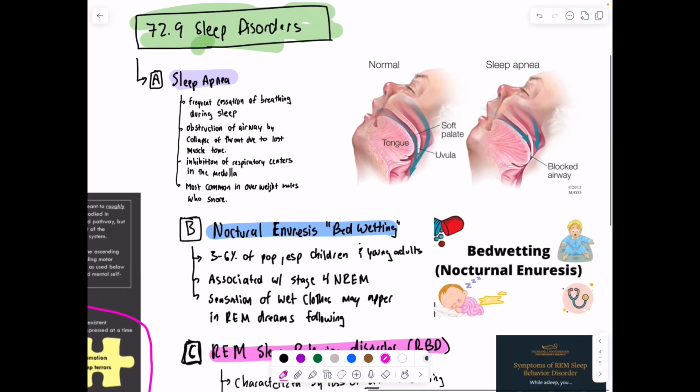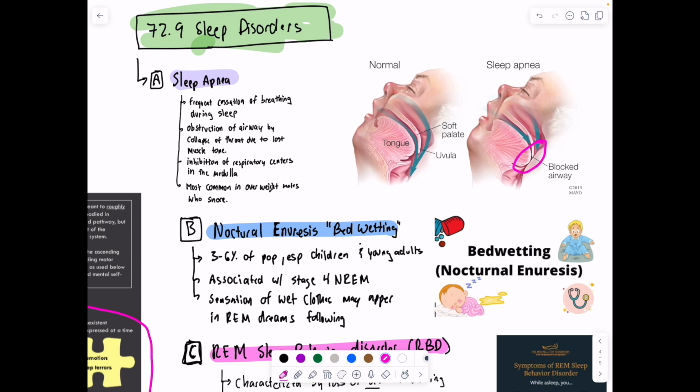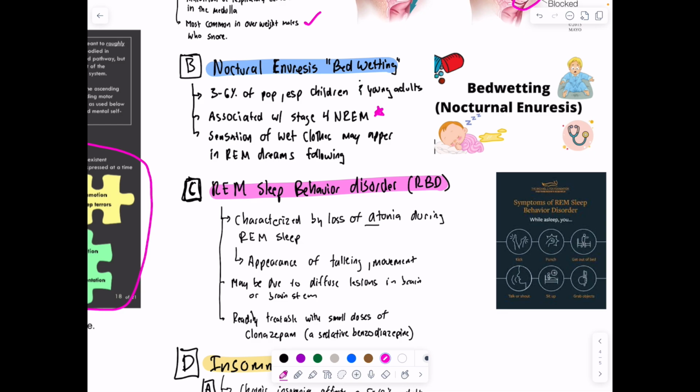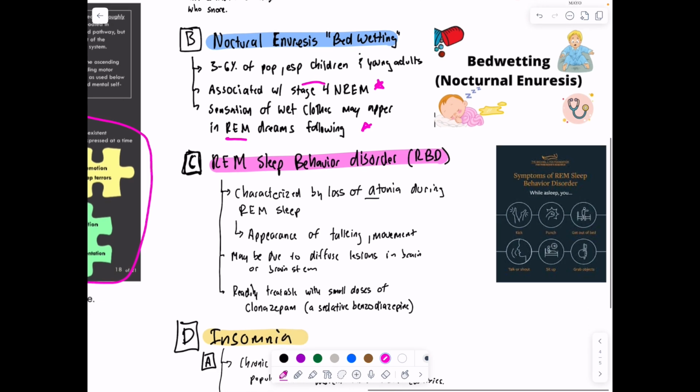All right, so then sleep disorders. Sleep apnea, frequent stops of breathing, obstruction of the airway. You can see that here. Most common in overweight males who snore. Bedwetting, fairly common, associated with NREM sleep for children. If you're in stage 4 of NREM, which is where this is associated, then often in REM dreams immediately following that, you have the sensation of wet clothes, which is not fun.